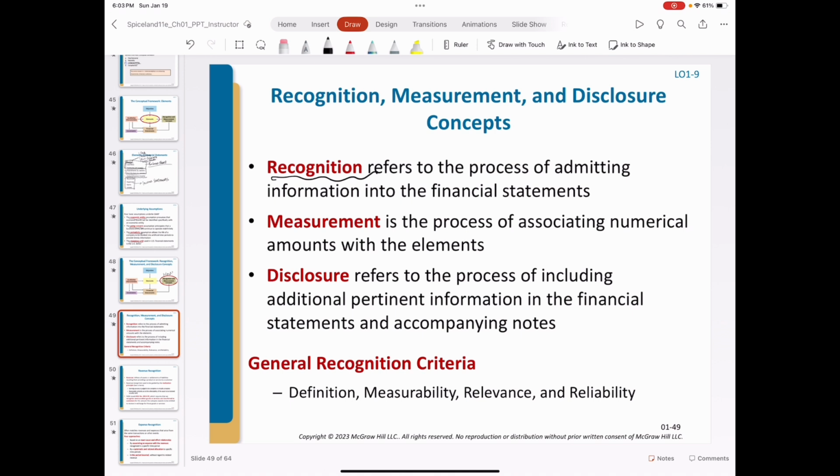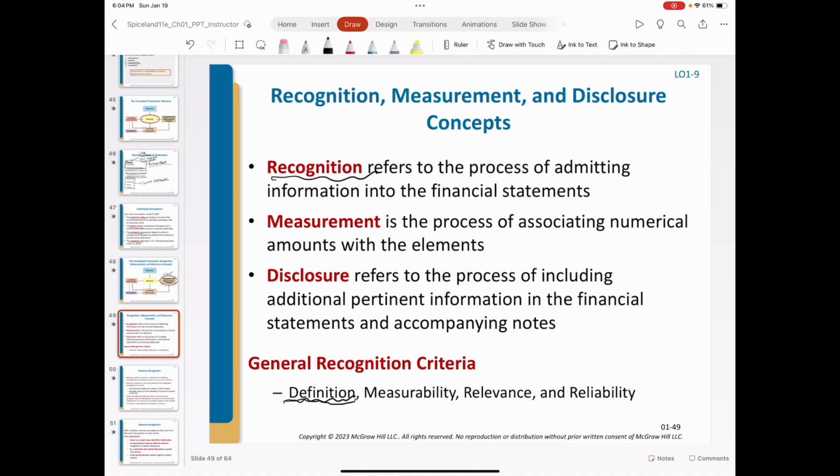For recognition, we must define what is assets, what is liability, what is revenue, what expenses. When the transaction or information meets the definition, we should recognize that information, basically to make journal entries to record this transaction in certain accounts. The definition must be clear, so the transaction will be recorded in the right accounts.